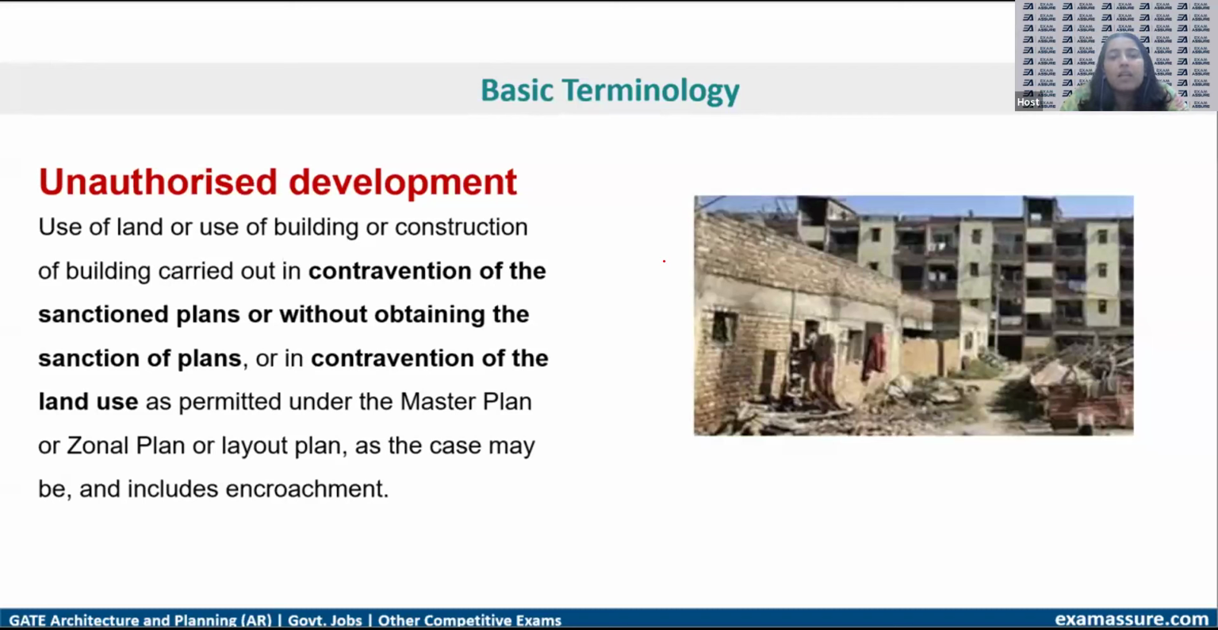Meaning, development that has happened without permission, or development that has not happened according to the master plan, that is what unauthorized development stands for.